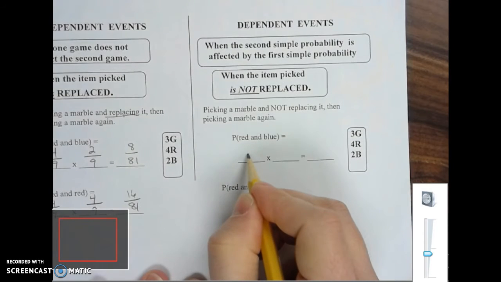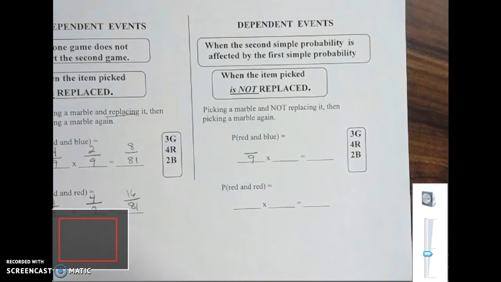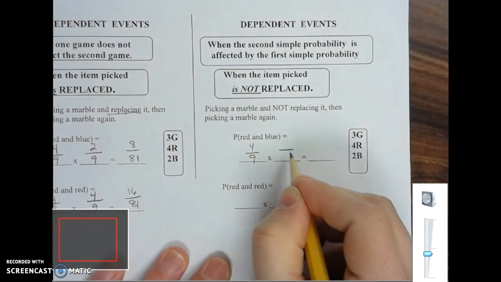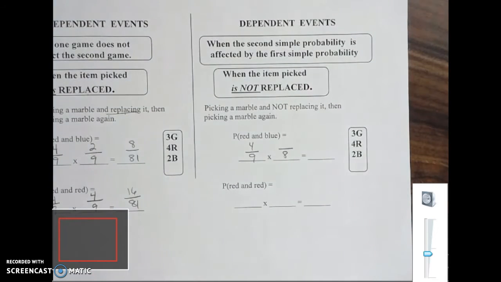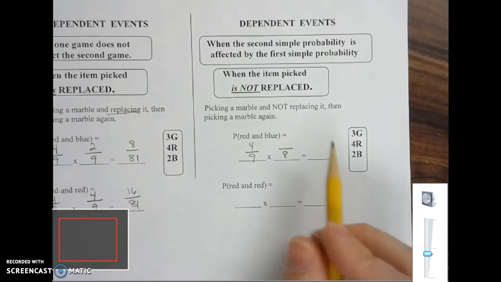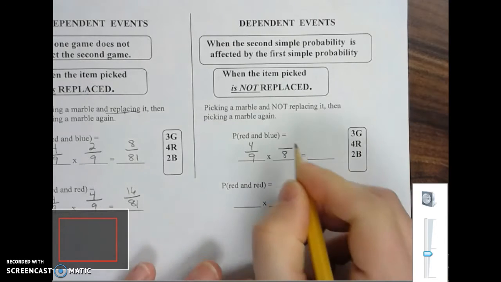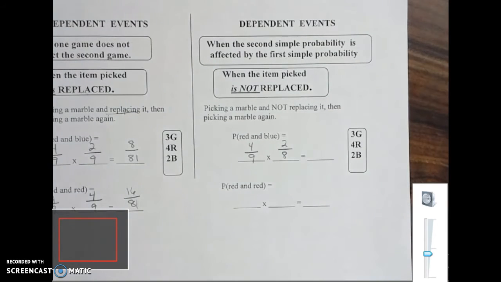So I know for my first marble, there's 9 in the bag, and again, 4 of them are red. So it's going to be a 4 out of 9 probability of getting a red marble, but I'm not putting that one marble back in that I just chose, and so now for my second choice, it's only going to be 8 marbles that are in the jar, so it's going to be out of 8. And since it was a red marble, the blues, there's still 2 of them in the jar. 2 out of 8 is going to be the probability of getting a blue marble on the second try.